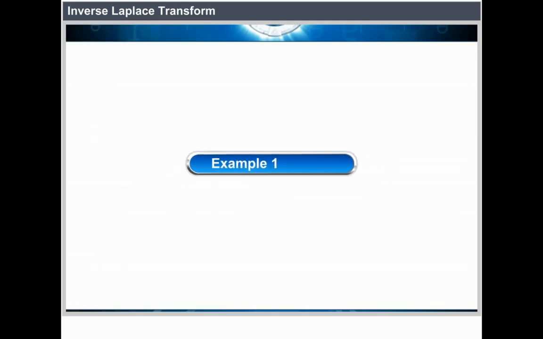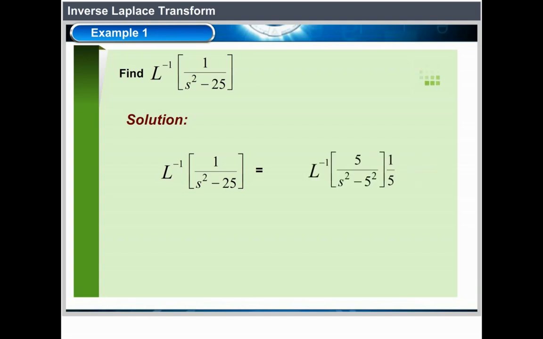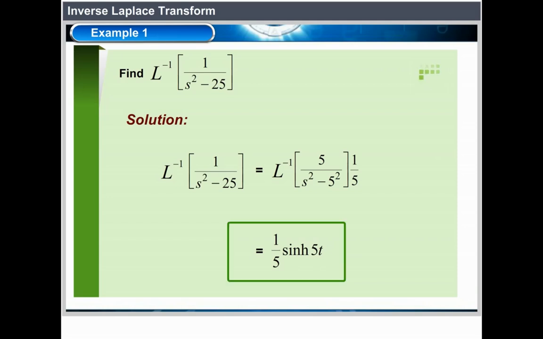Example 1. Find L inverse of 1 divided by s square minus 25. Solution. L inverse of 1 divided by s square minus 25 equals L inverse of 5 divided by s square minus 5 square into 1 by 5 equals 1 by 5 into sinh 5t. We just added 5 in the numerator and denominator to get the formula for sinh at.